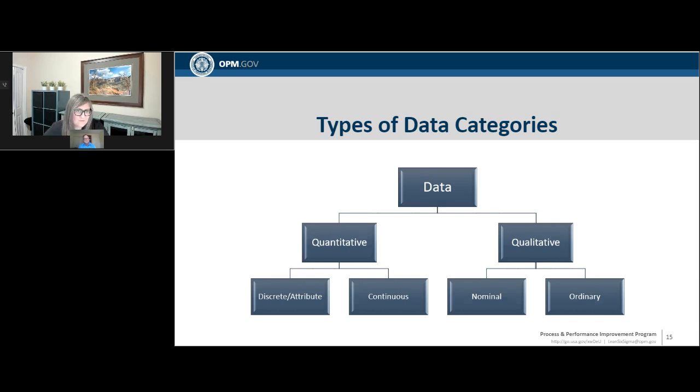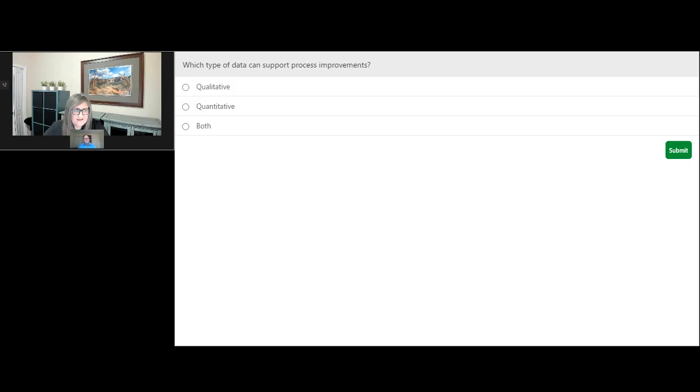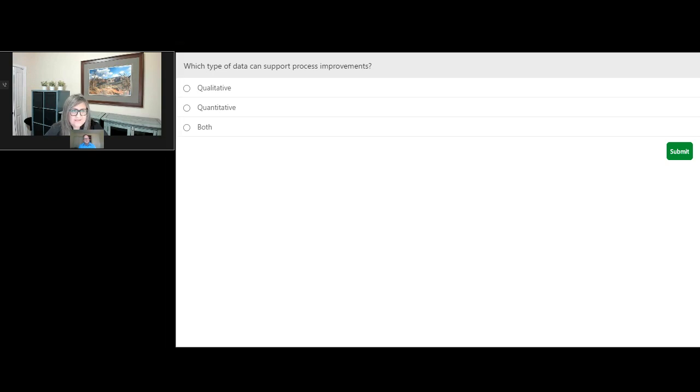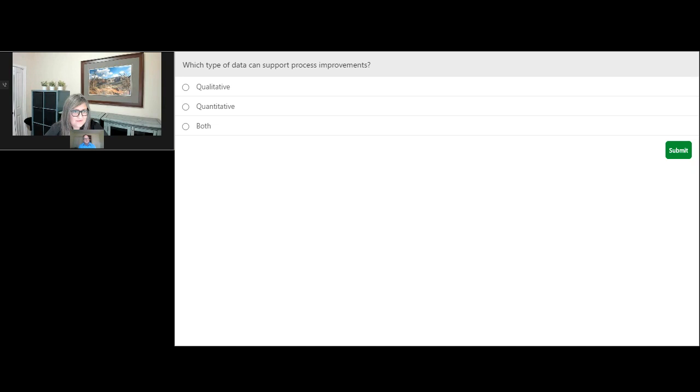So with that, we will move into our first engagement question of the day. And that question is, which type of data can we use to support process improvements? Our options are qualitative data, quantitative data, or both. And we'll give you just a minute to be able to take a look at that question and click your responses.